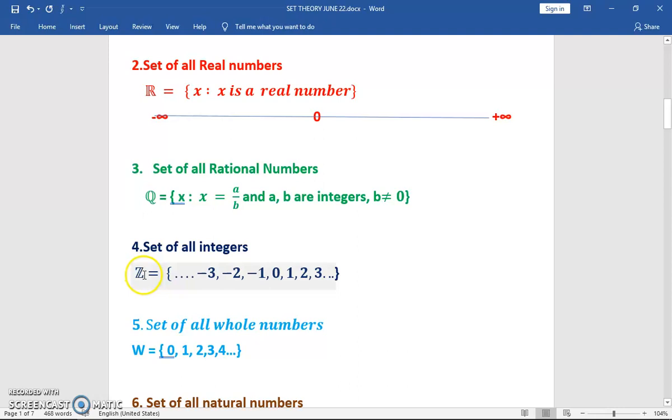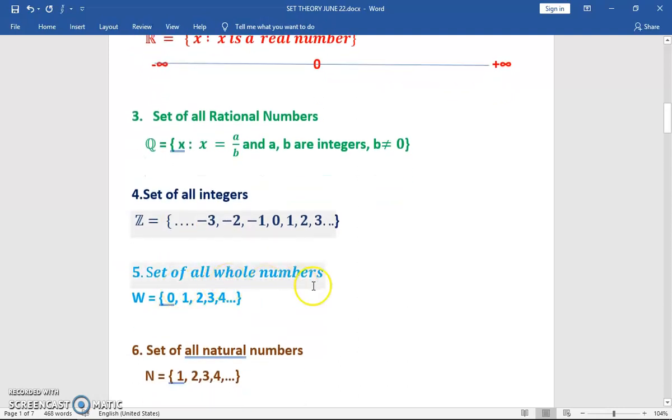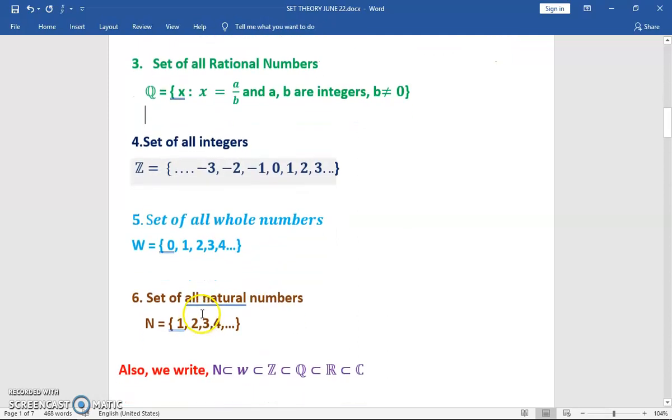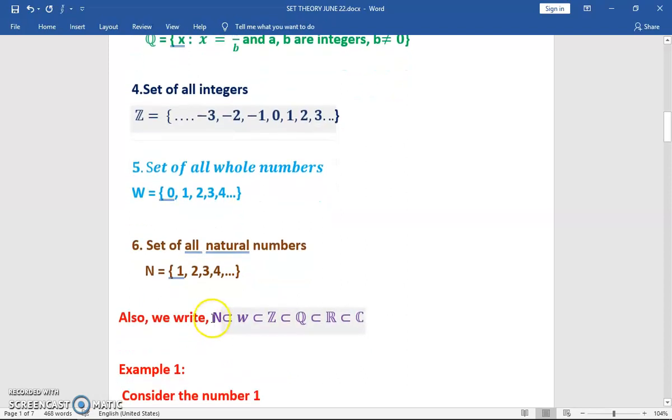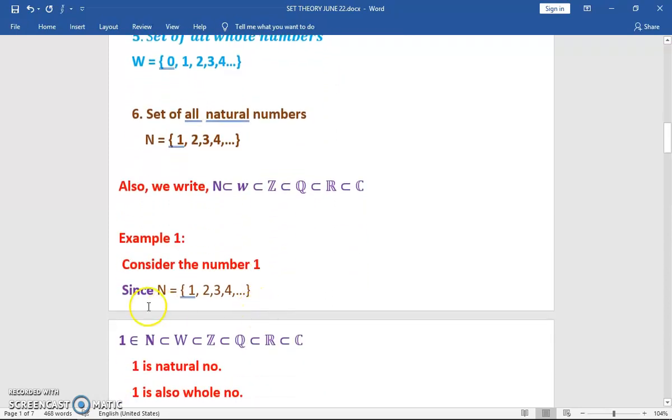Integers are represented by Z. After this, we have the set of all whole numbers. Whole numbers start with 0 and then 1, 2, 3, 4, etc. Next, we have the smallest set, the natural numbers. Natural numbers start with 1, 2, 3, 4. Already we have seen this chain. N is the smallest one, C is the largest one. Right. Now let us discuss some examples with some numbers.